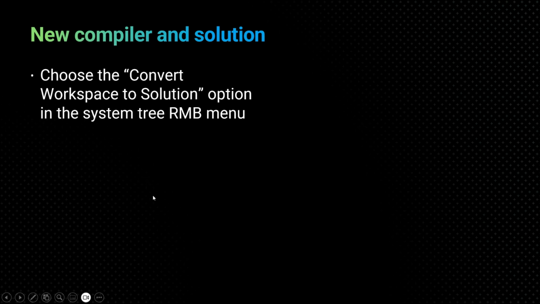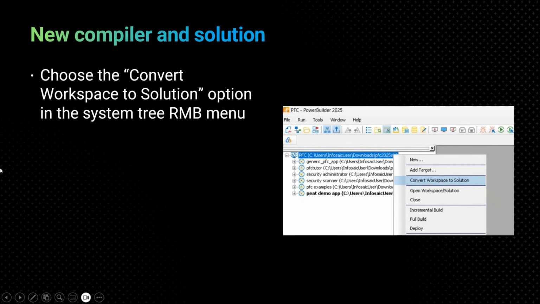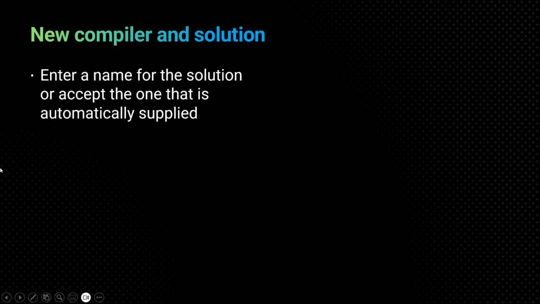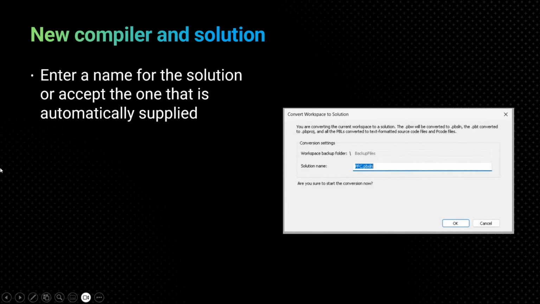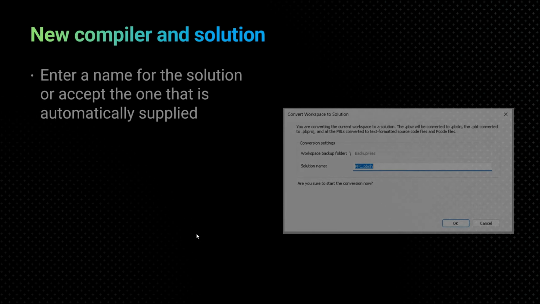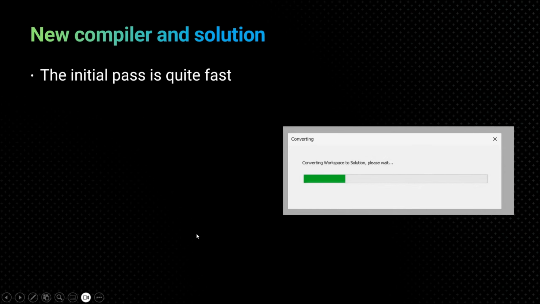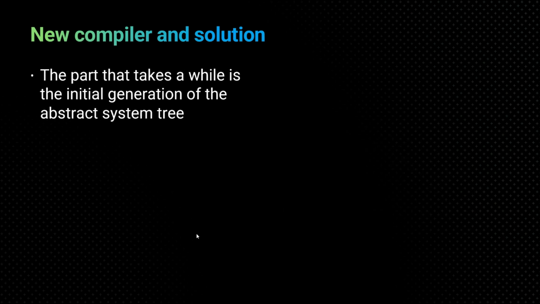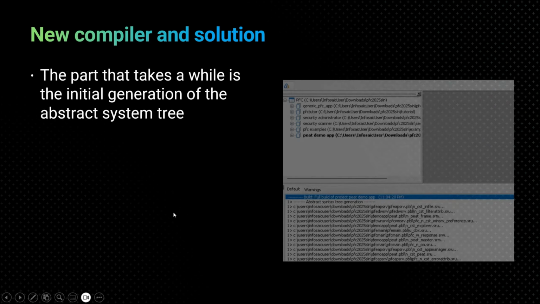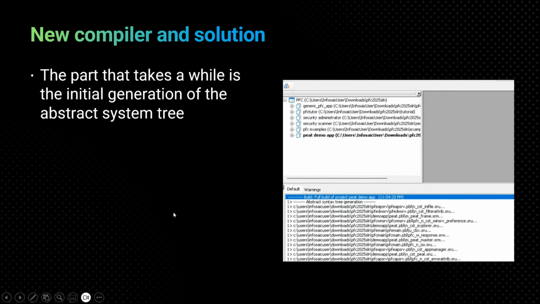How do we do this migration to the new solution format? Well, there's an option that says convert workspace to solution in the system tree. Pretty simple. You enter a name for the solution, or just accept the one that's automatically provided. The initial pass is actually quite fast, surprisingly fast. The part that takes a while is the generation of the abstract system tree.